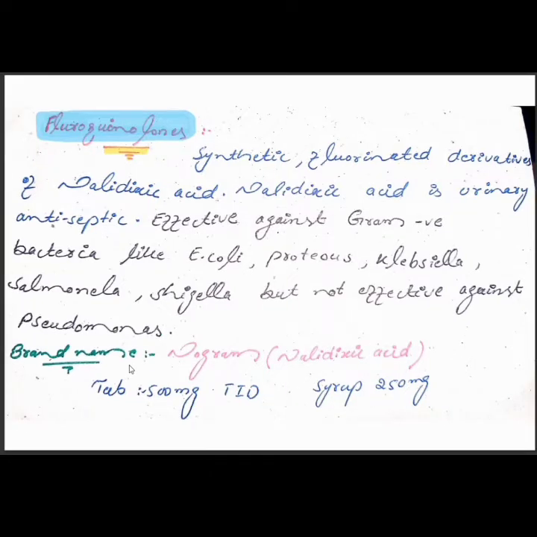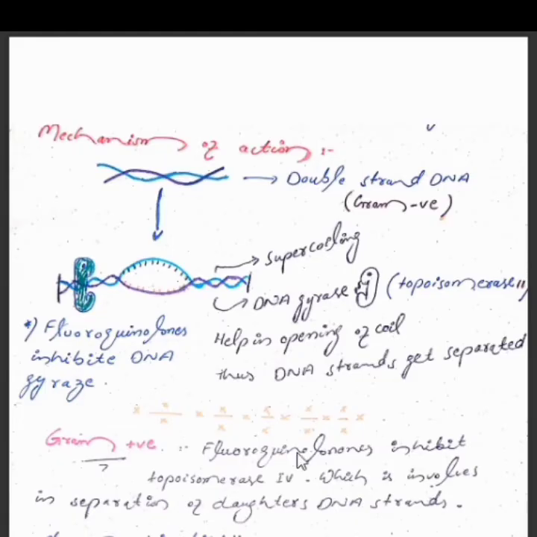Nalidixic acid is available with the brand name Nogram in tablet and syrup form. The tablet is 500 milligram, used TID, three times a day, and the syrup is 250 milligram for 5 ml. What is the mechanism of action of fluoroquinolones? How do fluoroquinolones kill a bacteria?